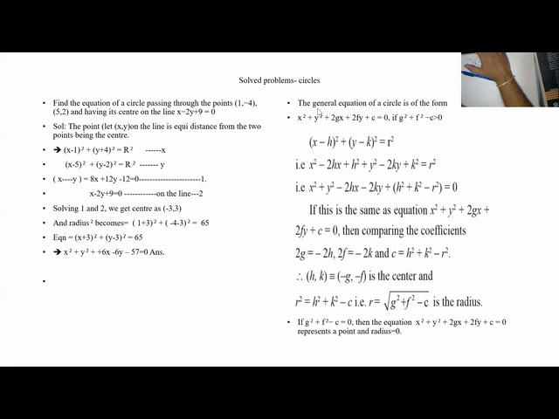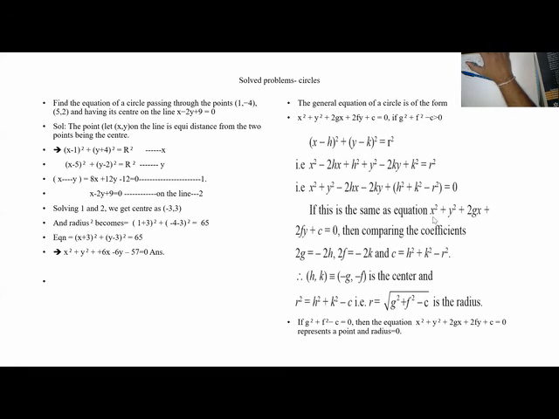The general form of a circle is (x minus h) whole square plus (y minus k) whole square is r square. When we rearrange the terms, it comes to x square plus y square minus 2hx minus 2ky plus h square plus k square minus r square. See, r square comes to here. So the numerical term becomes h square plus k square minus r square is equal to 0.